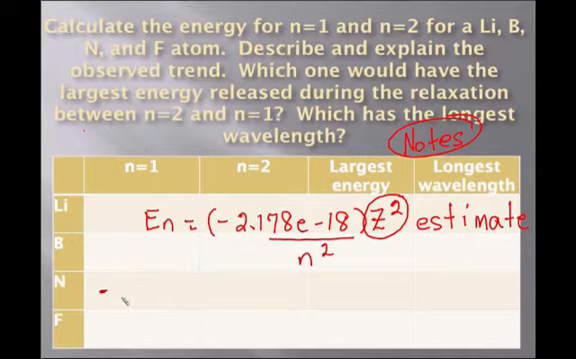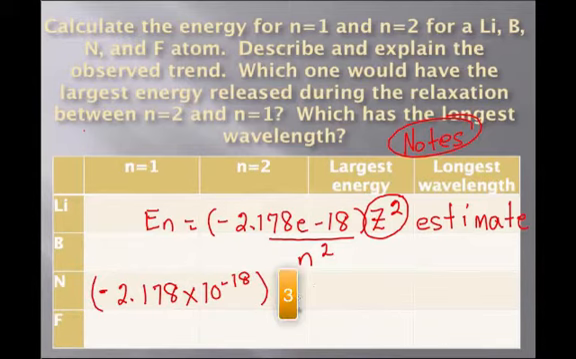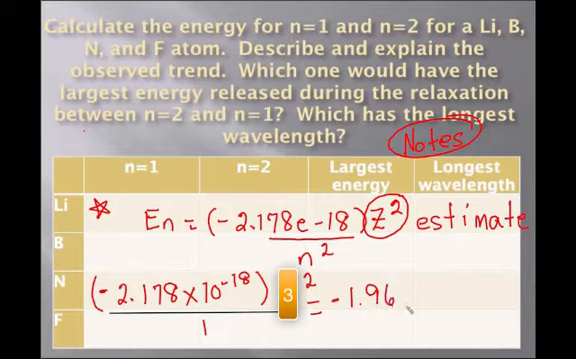I have minus 2.178 times 10 to the minus 18th. And lithium is element 3, so that's going to be times 3 squared. And then we're going to be doing energy level 1, well, that's over 1 squared, right? So that would be over your 1 squared. And if we did that, we're going to get a value for this little block here, that's the calculation I'm doing for you, of minus 1.96 times 10 to the minus 17th joules.